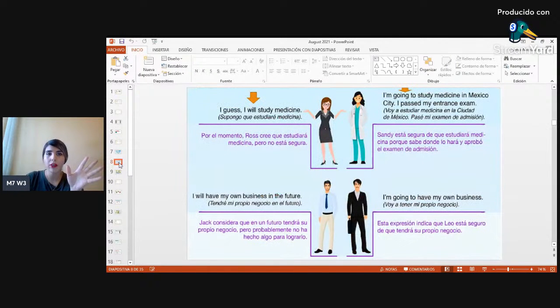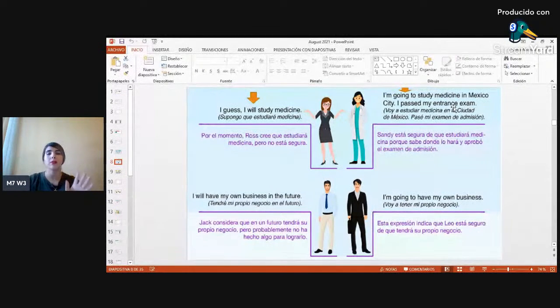So here we have another example for you. I guess, yo supongo, I will study medicine. Yo estudiaré medicina. Acuérdense que con el will es estudiaré, bailaré, cantaré. I will study medicine. Y tenemos el otro ejemplo, Sandy. Sandy dice, I am going to study medicine in Mexico City. Yo voy a estudiar. I passed my entrance exam. Ya pasé mi examen de admisión. Entonces, es más probable que Sandy ingrese a estudiar medicina que Rose, que simplemente está suponiéndolo.